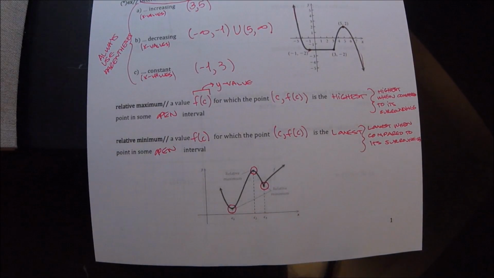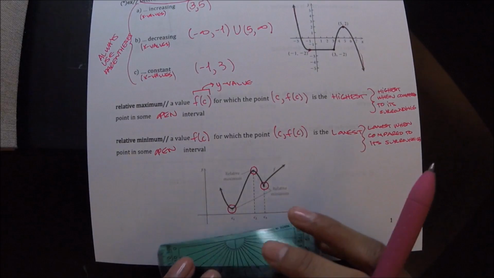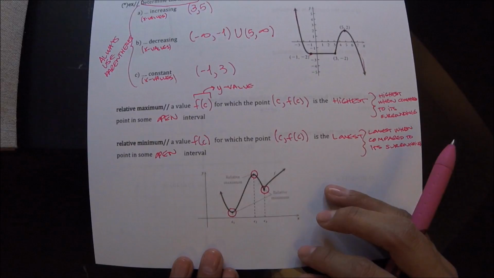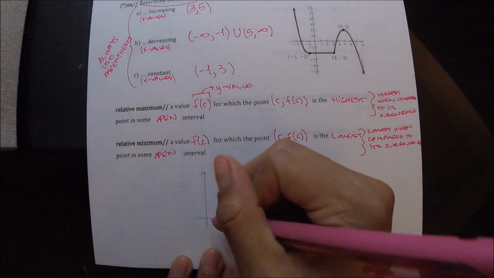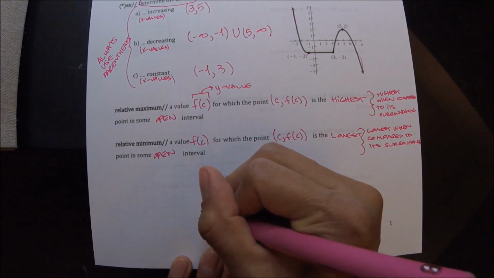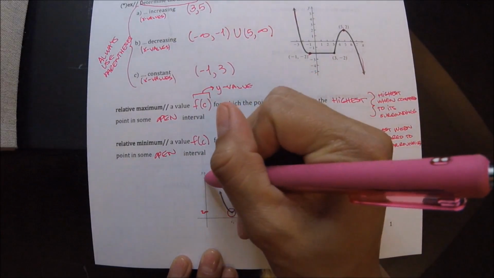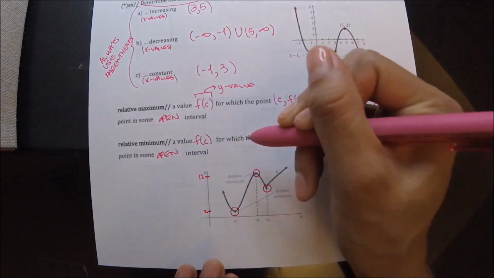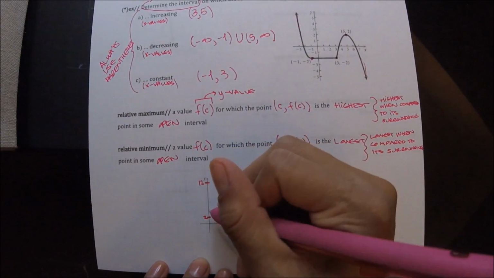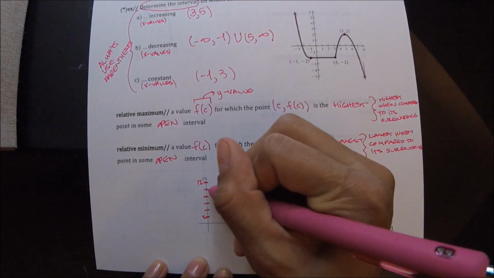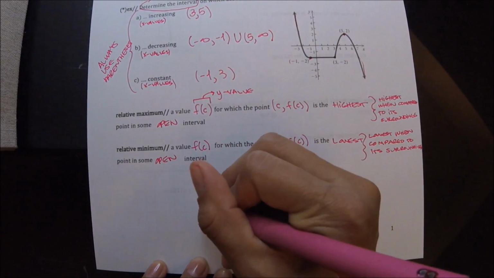I'm just going to throw in a scale on the y-axis. So let's say maybe that this is 2, and maybe this is at 12. So let's go by 2s: 2, 4, 6, 8, 10, 12.